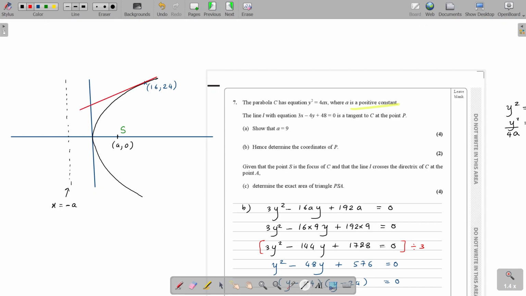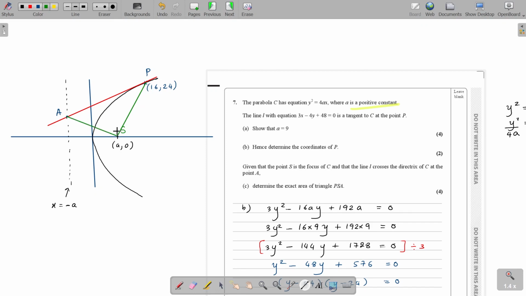So we get something like this, right? The point S is the focus. This is the point P. The line L crosses the directrix of C at the point A. So this is the directrix, and you cut the directrix at the point A. Determine the exact area of triangle PSA. Can you see the PSA, the 3 points? So you need to find the area of the triangle PSA. Are you with me? This is your task.